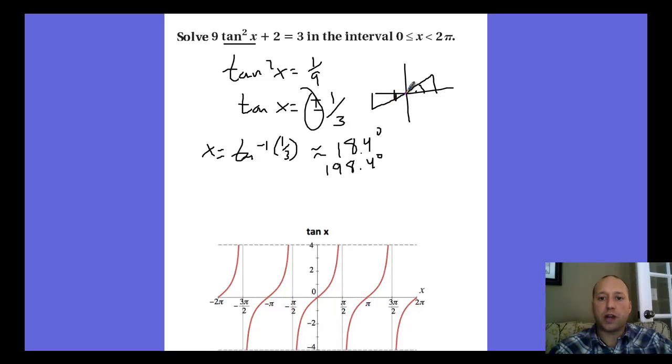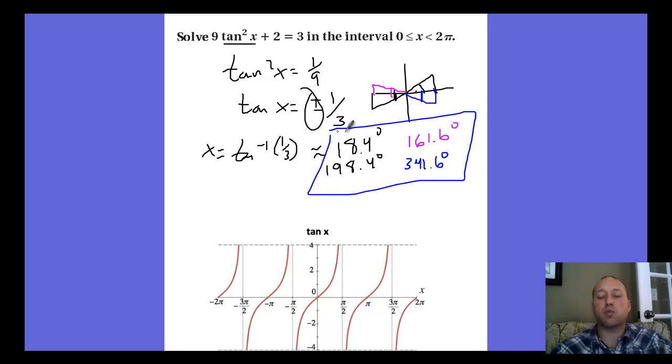So I can do 180 minus this 18.43 degrees, and that's going to be 161.6 degrees. And then we can do a fourth one right here. This is 18.4 degrees. So 360 minus the 18.4 is 341.6 degrees. So these would be the four angles within one unit circle that would work for this.